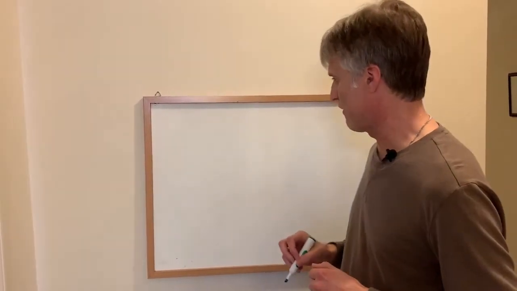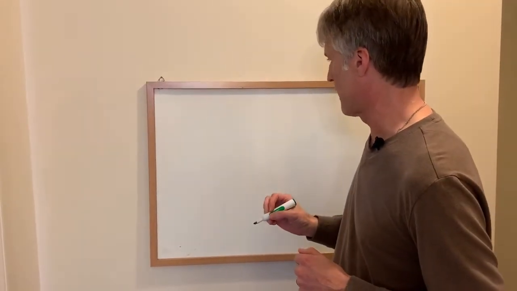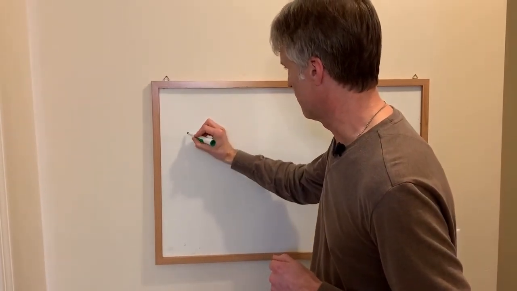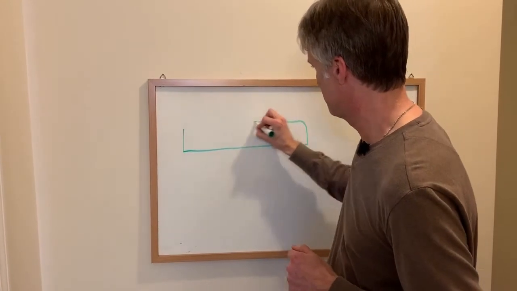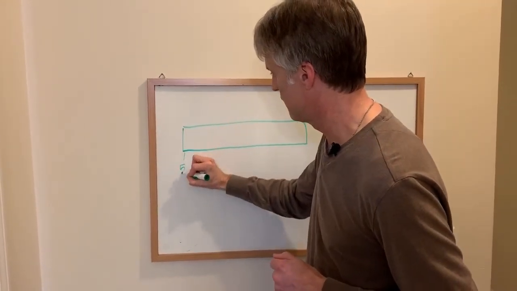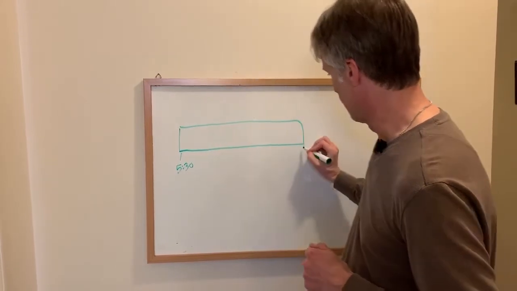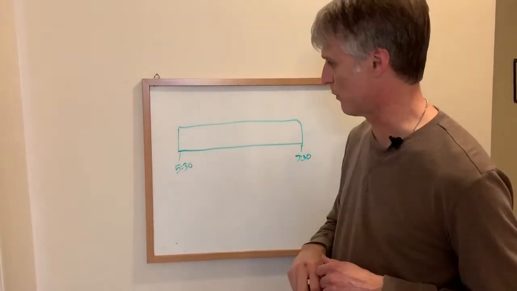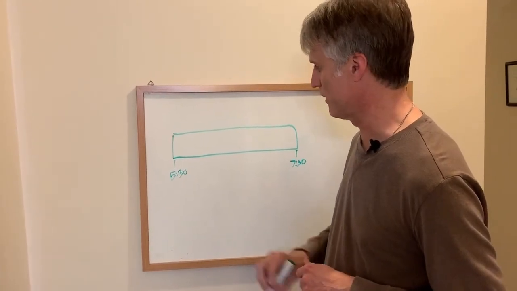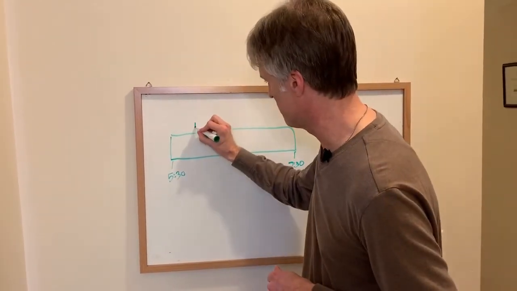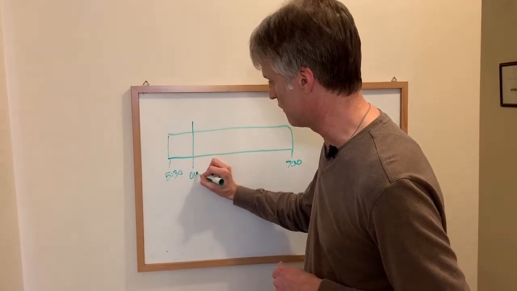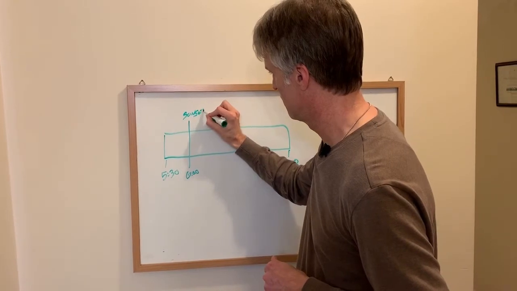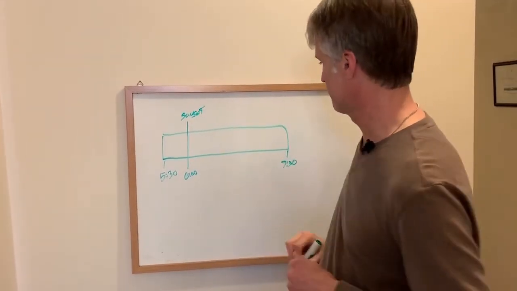So let's have a flight here. We are going to take off at 5:30, and we're going to fly until 7:30. Okay, we got a 2-hour flight. And let's say that sunset is 6 o'clock. Sunset. I should have been a doctor. Okay?